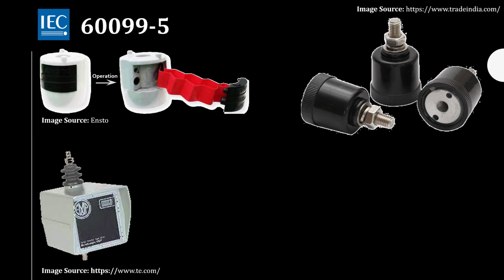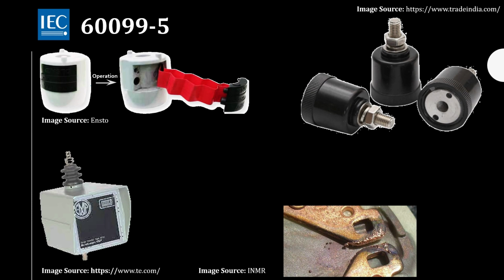The fourth one being monitoring spark gap, which gives a visual indication of the number of surge events, their magnitude and duration. Special experience is required to interpret the marks of the surge on the gap. It is equally important to know that this method gives no direct information about the actual condition of arrestor.